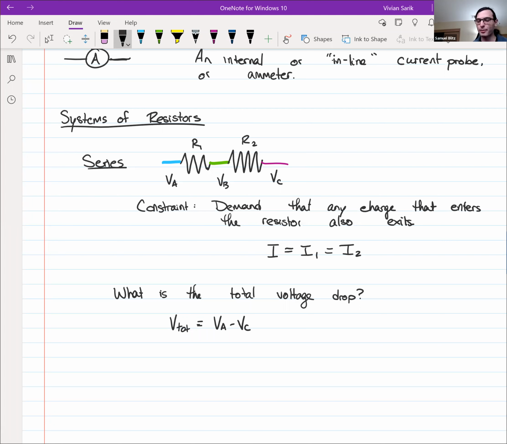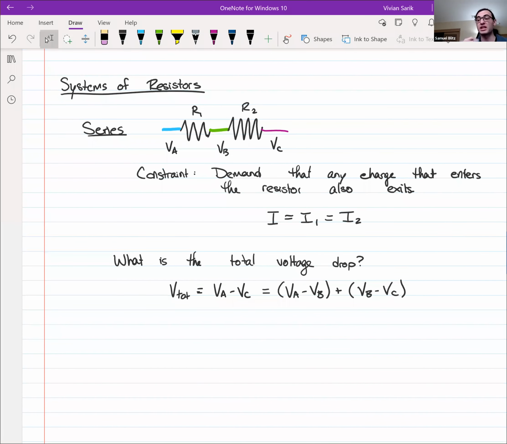And so we could break this up into the potential drop across each component. This is just algebraically true, right? I just added and subtracted VB. And so the voltage drop across the entire system is just the sum of the voltage drops across the resistors, because VA minus VB is the voltage drop across the first resistor. VB minus VC is the voltage drop across the second resistor.